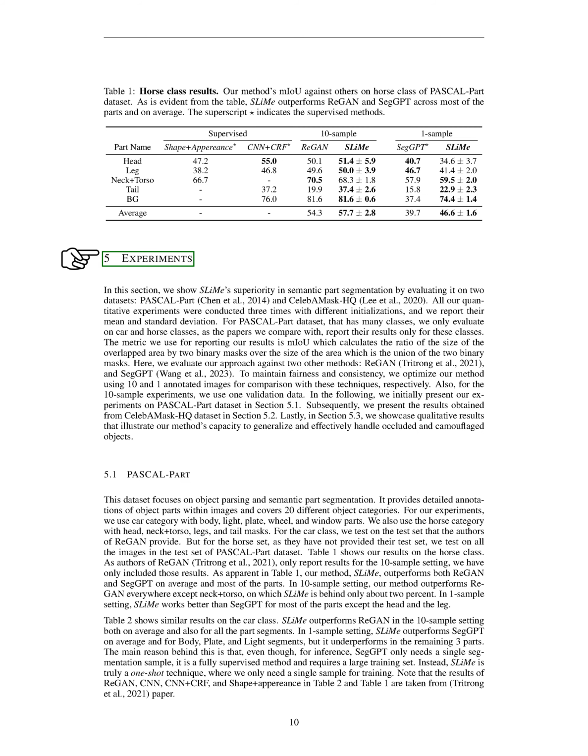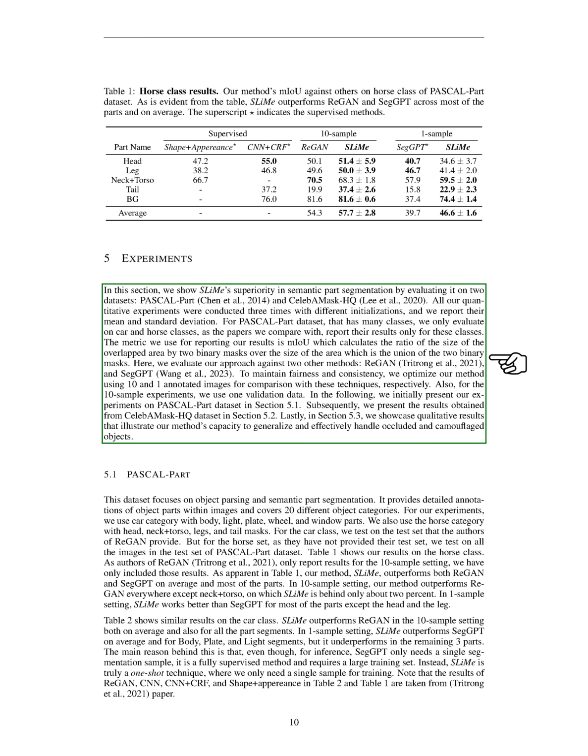Now, let's move on to the results of our experiments. We tested our model, which we call SLiMe, on two datasets, Pascal-Part and SLiMe Mask HQ. We ran each experiment 3 times with different starting points and reported the average results and the amount of variation between the runs. For the Pascal-Part dataset, we focused on the car and horse classes, as these were the classes used in the papers we're comparing our results to. We used a metric called MIOU to measure our results, which calculates the overlap between two binary masks.